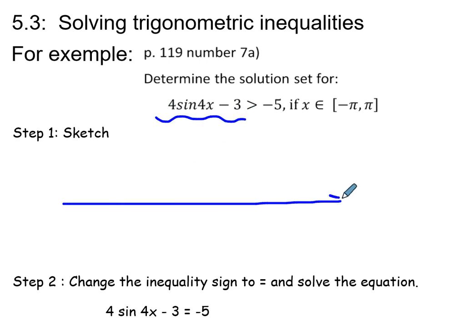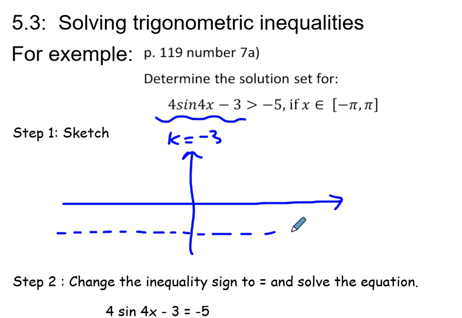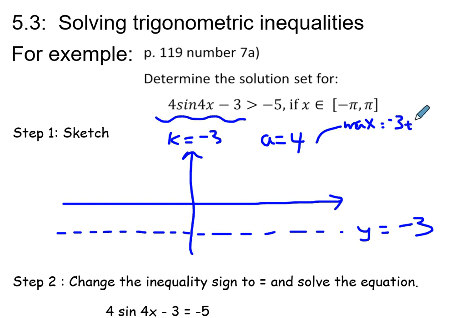When you sketch, first you need to find your k value. That's going to help you draw your sinusoidal axis. Here k is negative 3, so I know my graph is going to go around negative 3, that's when y is equal to negative 3. My amplitude is 4, so my max is going to be negative 3 plus 4, which is 1, and my min is going to be negative 3 minus 4, which is minus 7.